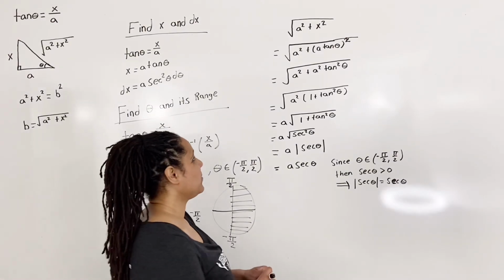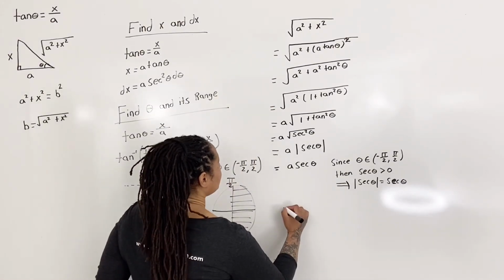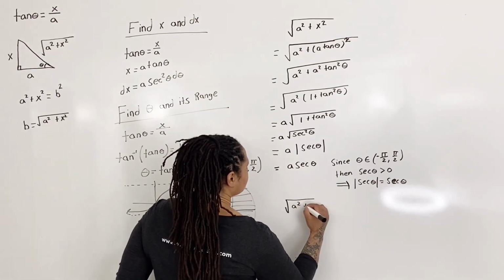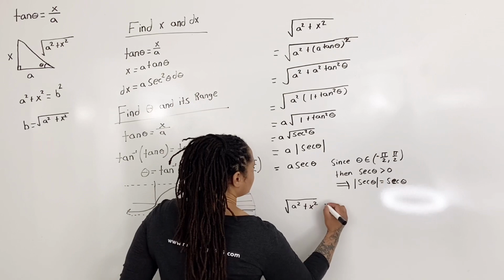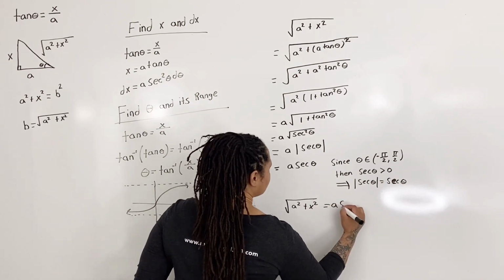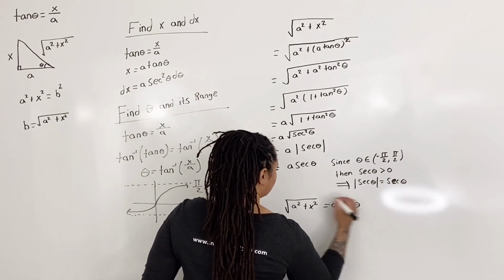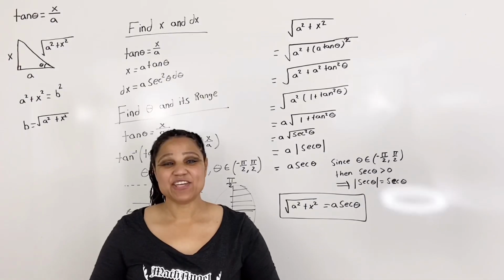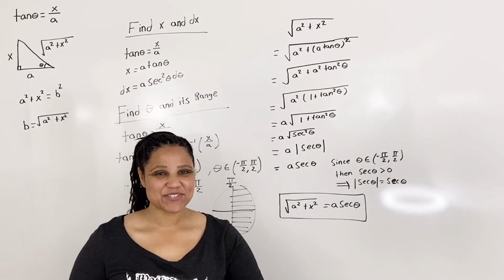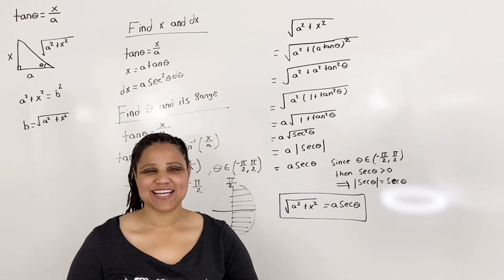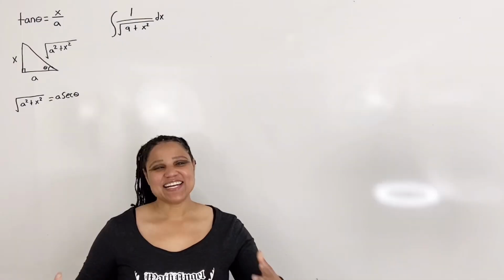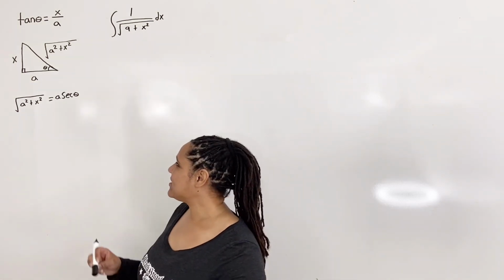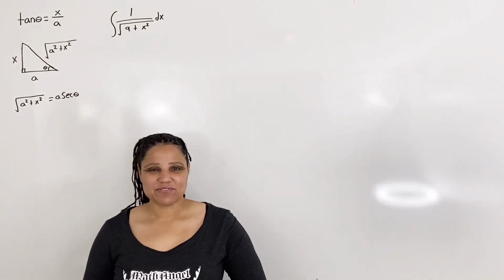Thus, we know that the square root of a squared plus x squared is equal to a secant theta. Now that you have the background for trig substitution, we are ready to work an example. Let us look at our first example. I kept everything on the board that I will use for reference.